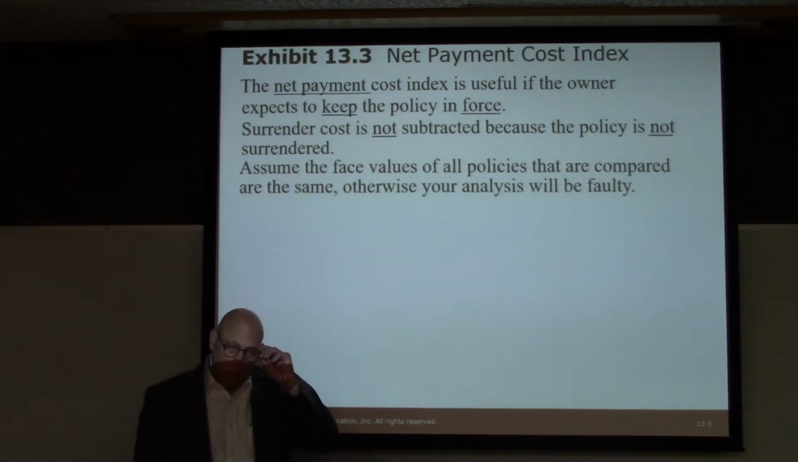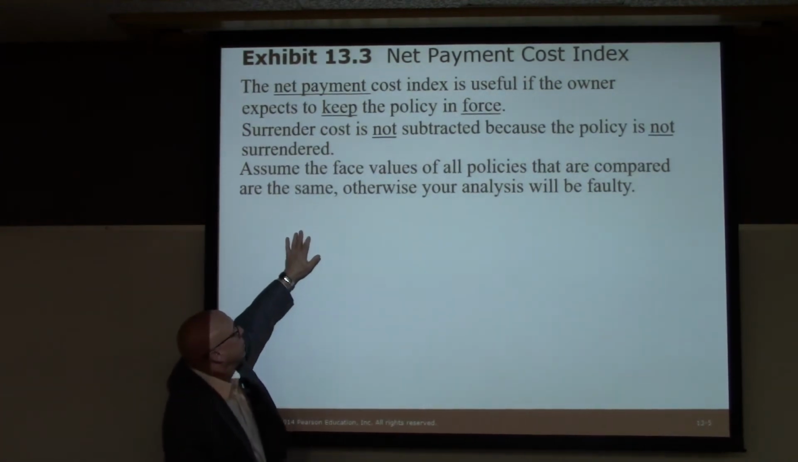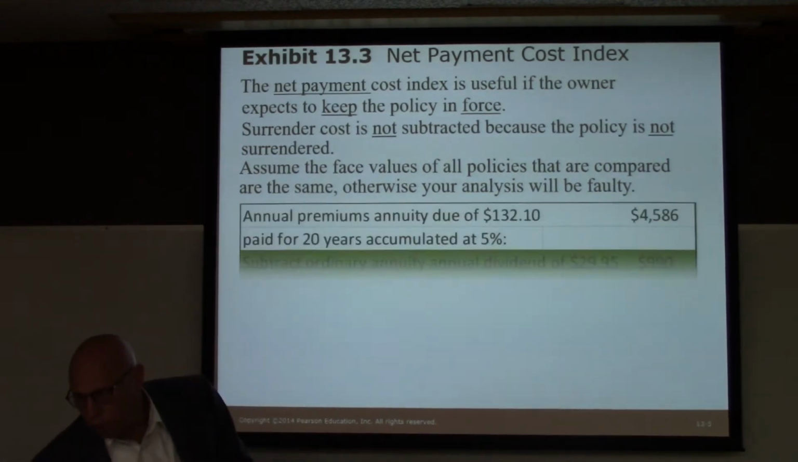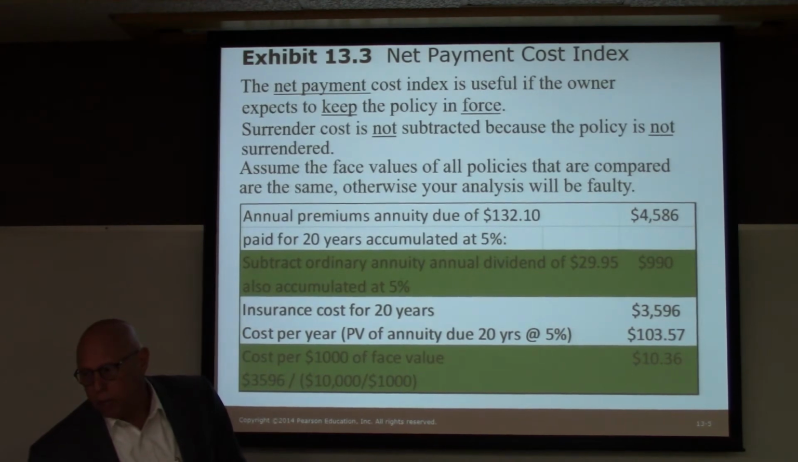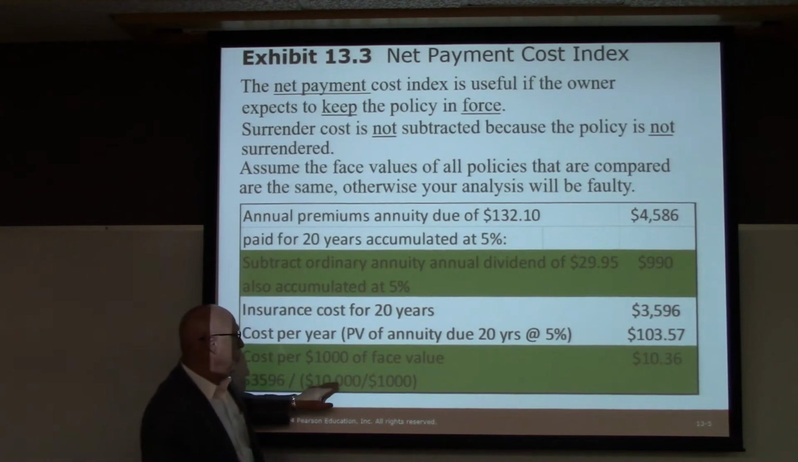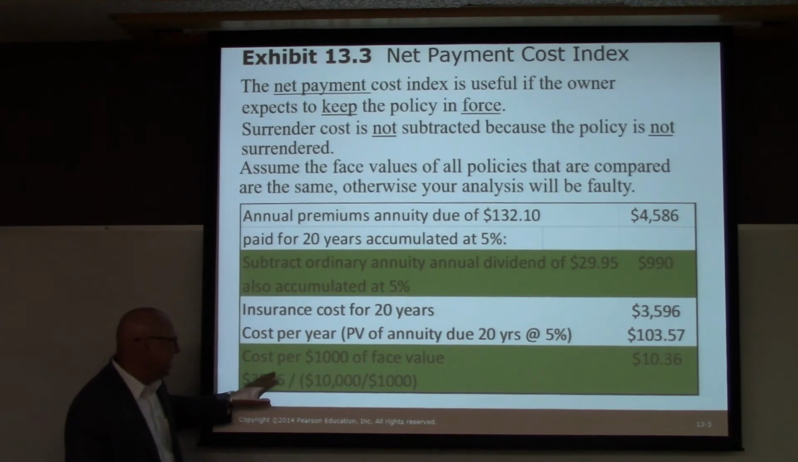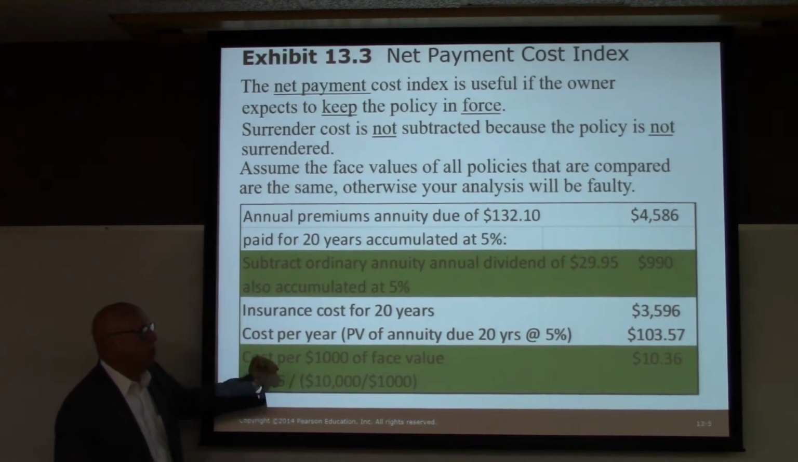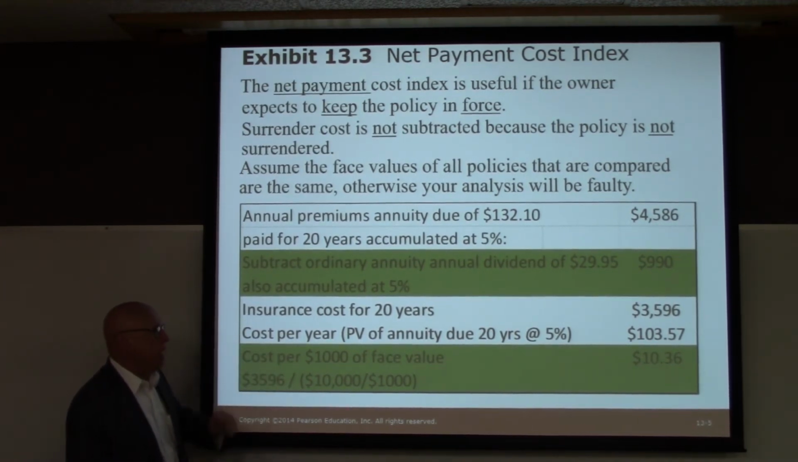Okay? So you don't subtract out the surrender cost. Okay? Now, one thing that you must do here is that the face value of the policies has to be the same when you do your comparison. Okay? So, at least that was what was in the book, but then again, I don't think that's actually true because you're doing a cost per thousand. So that's really what you're comparing is the cost per thousand. So whether it's 50,000 or $1 million, it doesn't matter. How much are you paying for each $1,000 of death benefit?